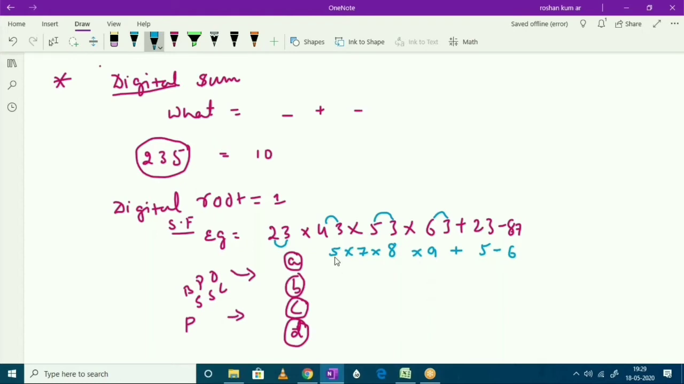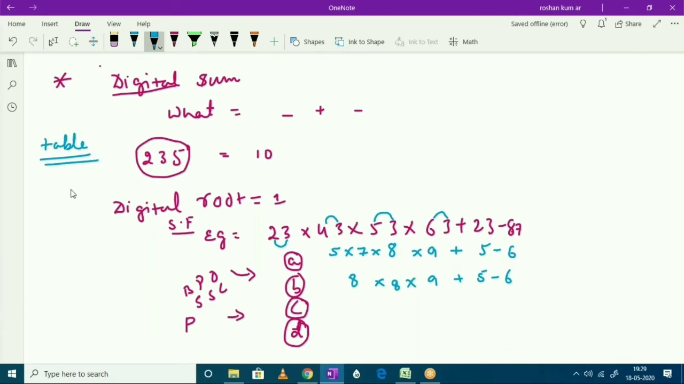Let's move ahead. What is 5 into 7? That is 35. 35 is equal to 8. 8 into 8 is 64. And plus 5 minus 6. Now before we do this calculation, I want you to recall the table of 9. Keep this in mind, everyone.